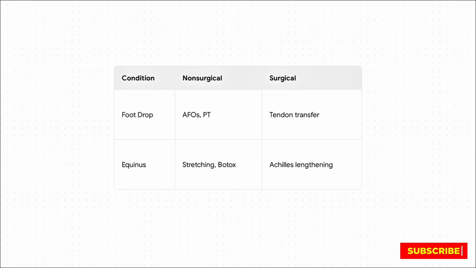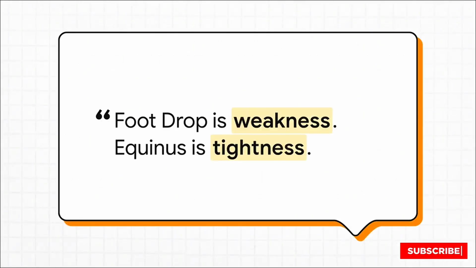This is exactly why identifying the root cause is the single most important step in the entire process. You simply cannot brace a tight tendon, and you cannot stretch a paralyzed nerve. Treating the root cause correctly dictates the entire path to recovery. If you take away just one core piece of knowledge from this explainer today, let it be this golden rule. Foot drop is weakness. Equinus is tightness. It's a simple, elegant little mnemonic, but it cements the absolute most important takeaway. Accurate diagnosis always comes first. You have to know if you're fighting failing nerves or unyielding tendons.